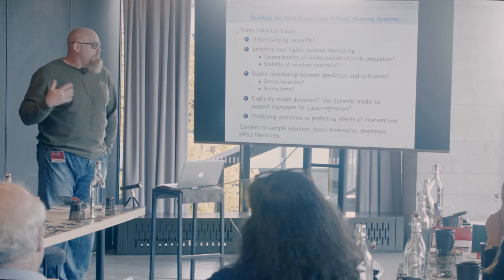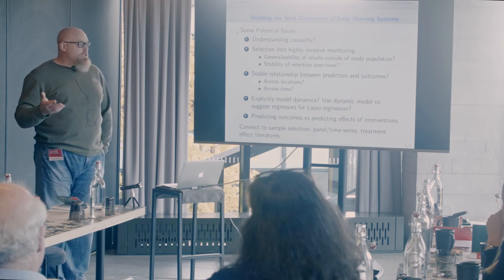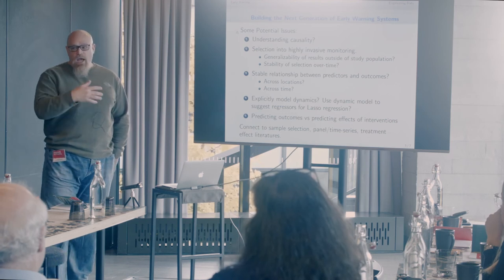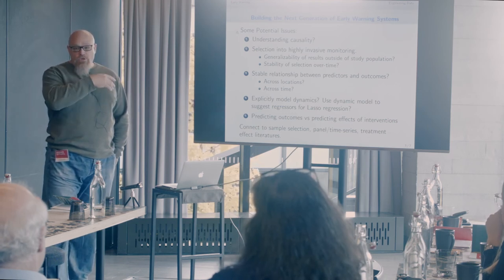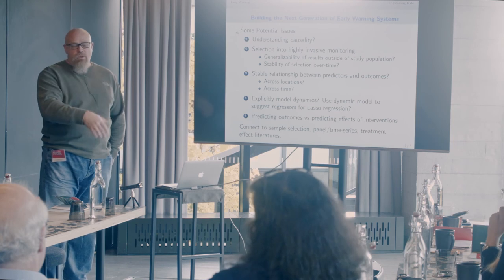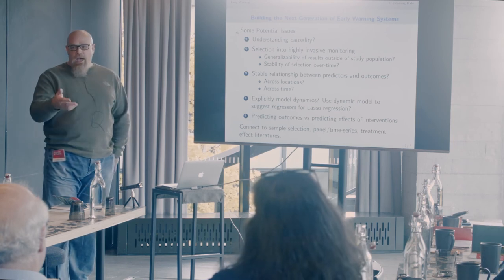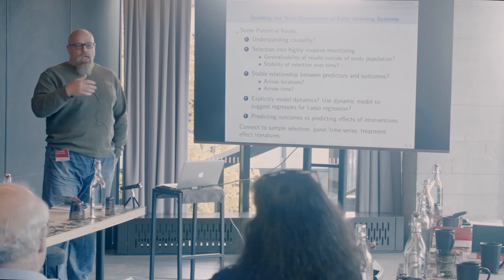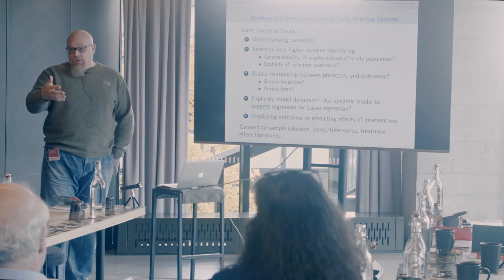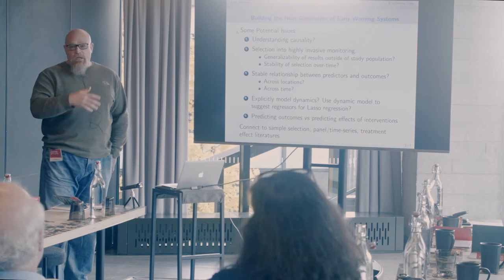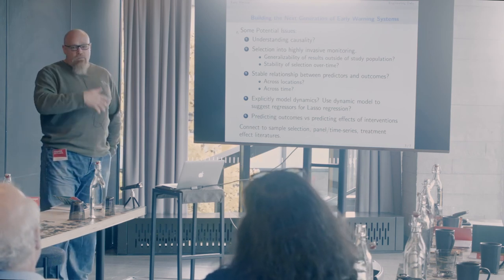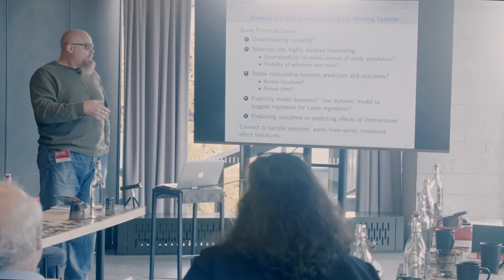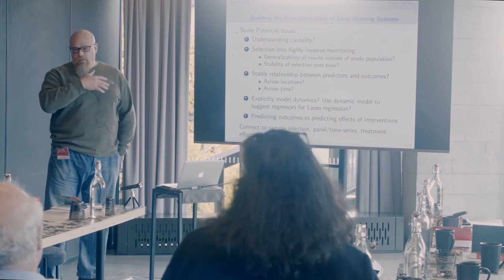Another thing I wanted to mention was stability of the relationship between predictors and outcomes. So a classical machine learning context is I show the algorithm a picture of a dog or a picture of a cat, and the algorithm tries to classify it as a dog or as a cat. And what's a dog and what's a cat doesn't change, right? So you show a million images of a cat and a dog, and the millionth image of a cat is not systematically different from the first image of a cat. So it's a very stable problem.